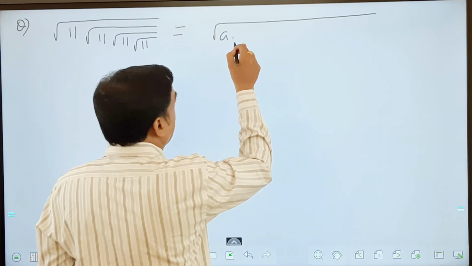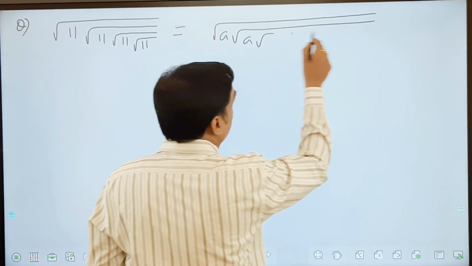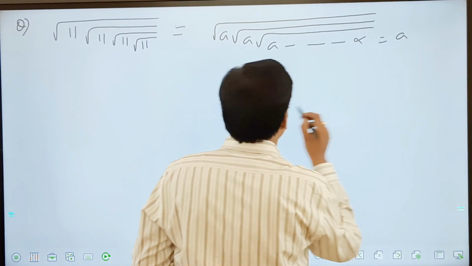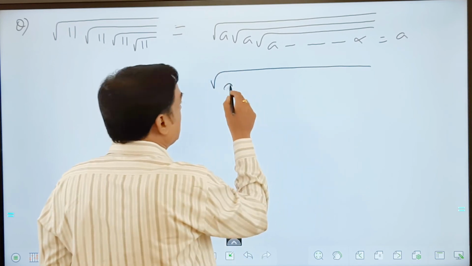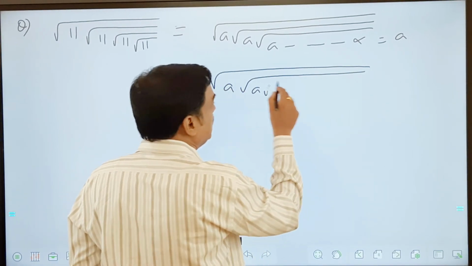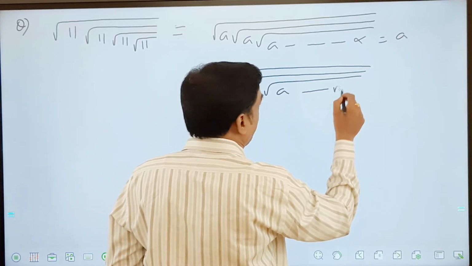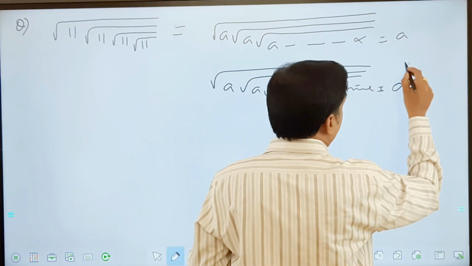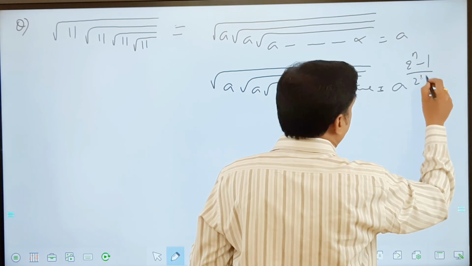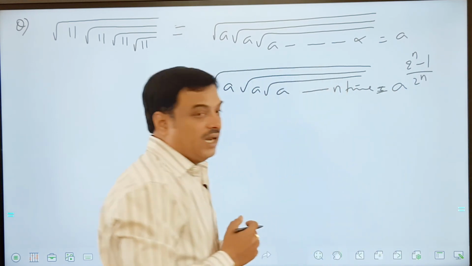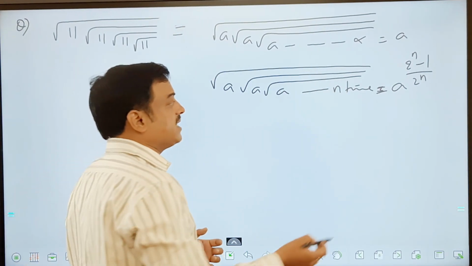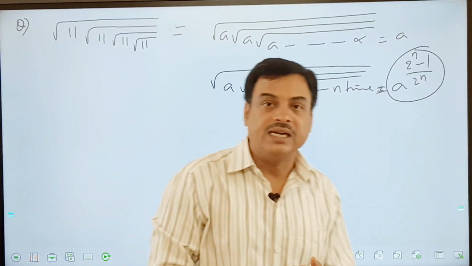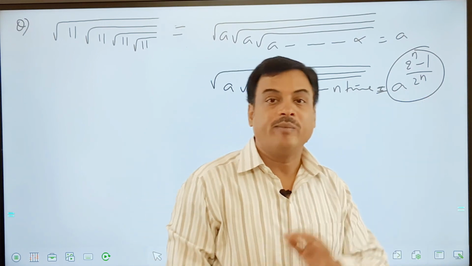which is root a into root a into root a so on up to infinity is a, whereas root a into root a into root a, n times, you get a to the power of (2 power n minus 1) by 2 power n as a formula. Now some people asked me, sir, exactly how we got this formula, because the other two were proved easily, but how has this formula come.